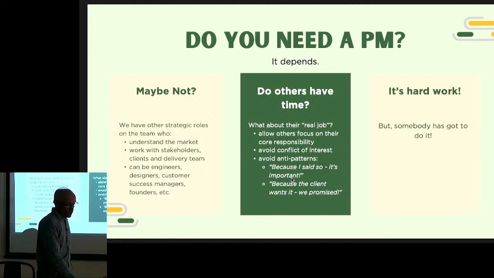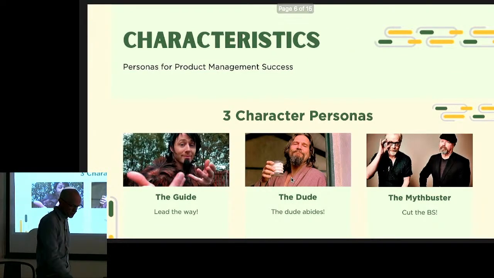So we want to avoid the "because I said so" or "it's important" kind of feeling, or "because we promised it to the client." I'm sure we've all heard of that one. We promised this, so we have to do it. But why did we promise that? Is it because we were too busy and we just said yes, so we could get back to the coding we were doing? Having a product manager can sometimes help prevent those things if they're doing their job in the right way. So it's a hard job in the teams that need it, but someone's got to do it.